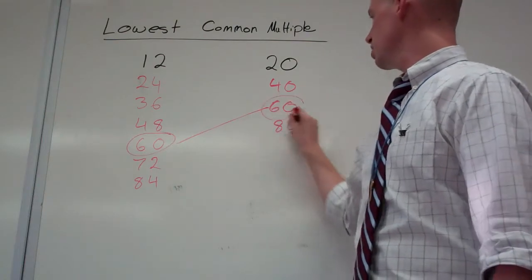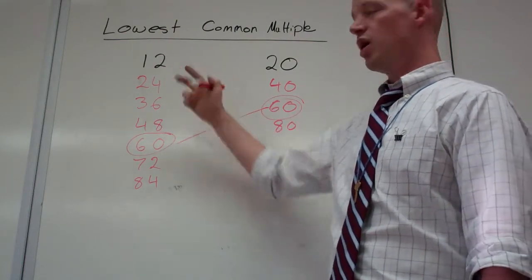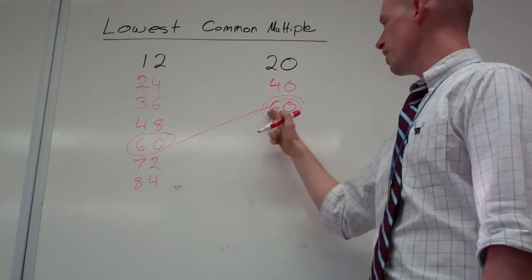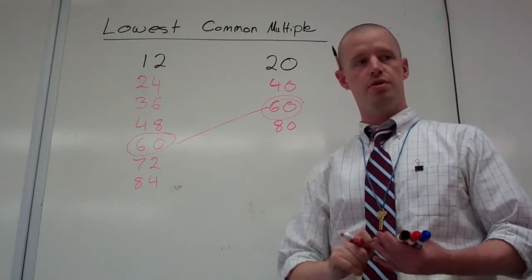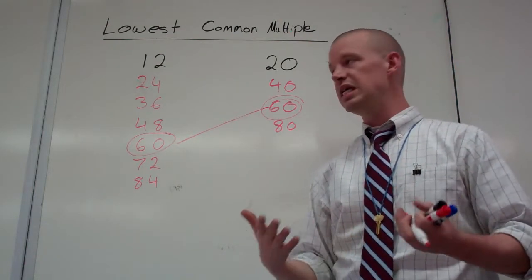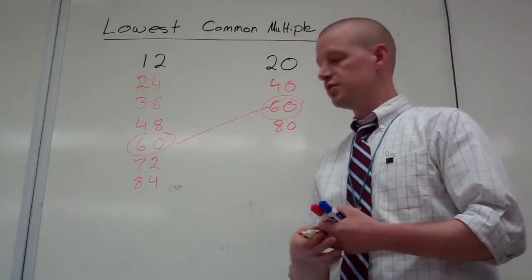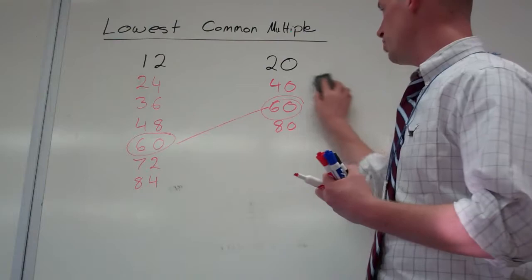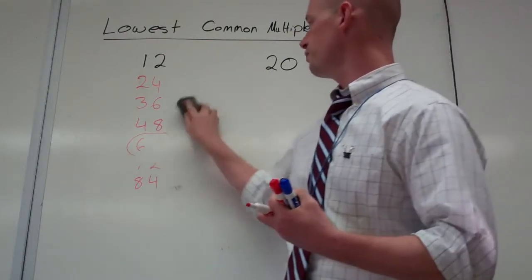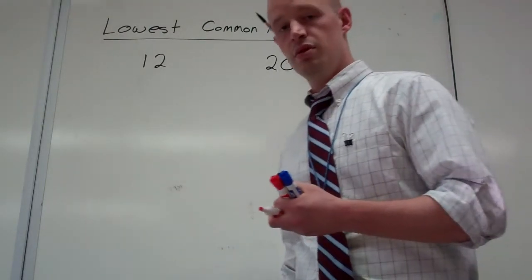60 is a multiple of 12, it's a multiple of 20, and it's the first one they have in common. It's the lowest common multiple. This won't always be easy, especially if you have things like 3 numbers or numbers that are not quite so nice.